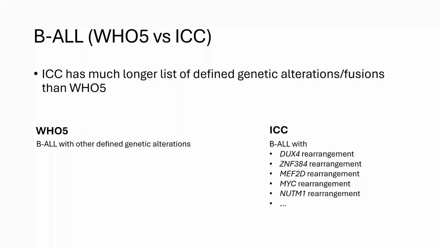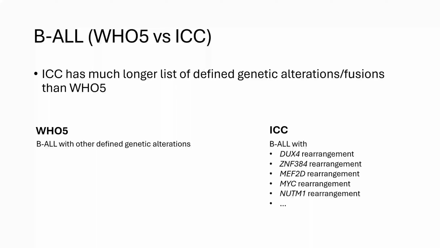For B acute lymphoblastic leukemias, there is a slight difference between the WHO and the ICC. Whereas the WHO has several defined genetic alterations, the ones we mentioned before, BCR-ABL fusion, and so forth, it has a large category of BALL with other defined genetic alterations.